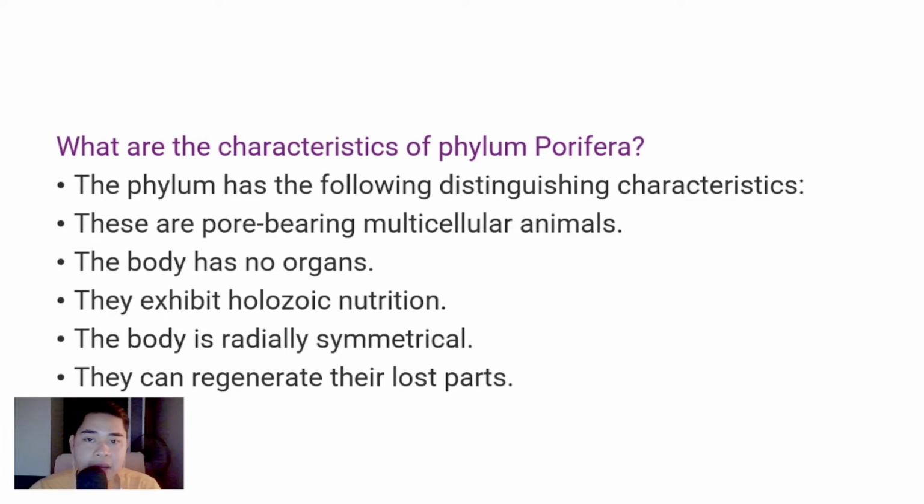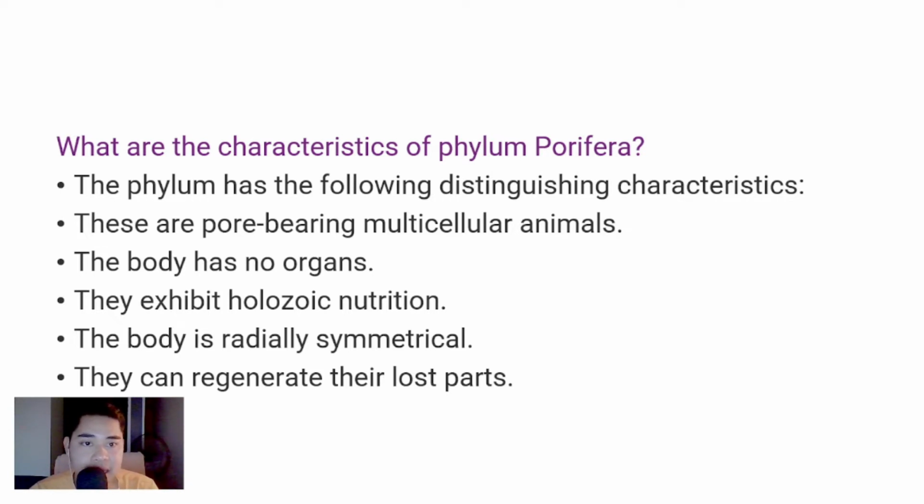So here are some of the characteristics of Phylum Porifera. First, the phylum has the following distinguished characteristics. They are pore-bearing multicellular animals. They have no organs. Unlike animals, we have different organs like the heart, the muscle, skeleton, liver, kidneys, and so on. Pero these creatures have no organs.